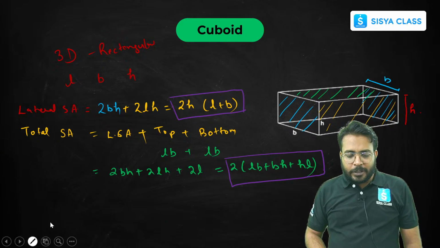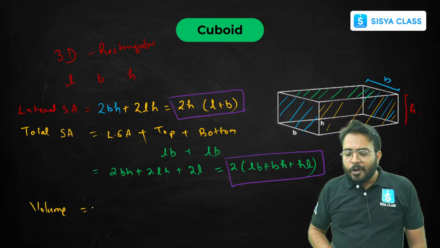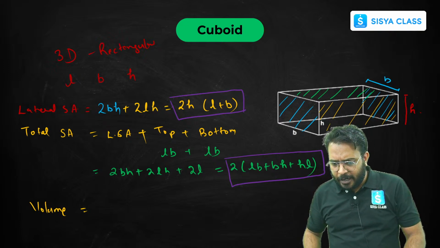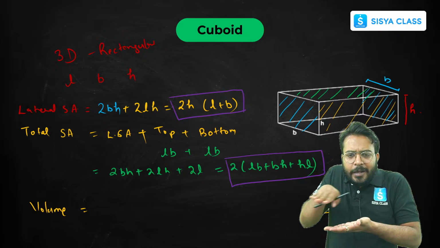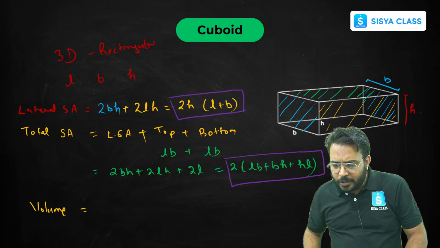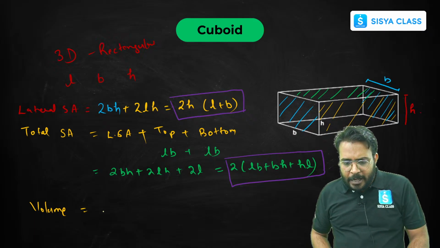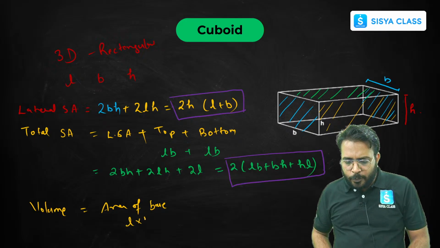Now let us come to the third one, that is volume. How to find the volume? Suppose you have a rectangular plate like this. What is going to be the area of this rectangular surface? Suppose length is l and breadth is b. So the area of base is going to be l into b.